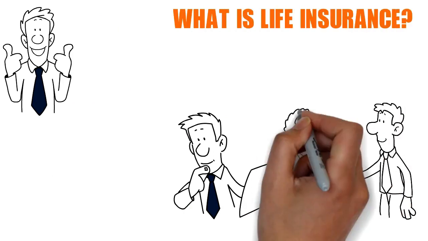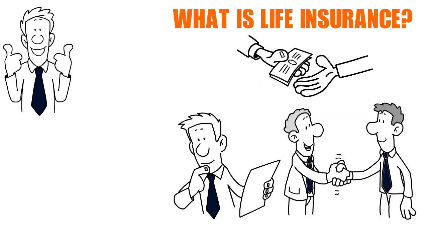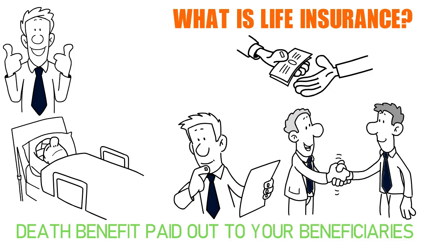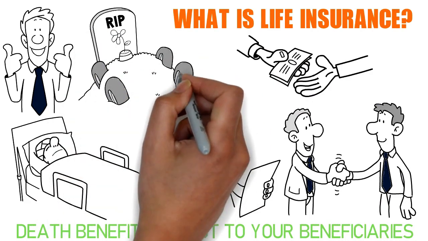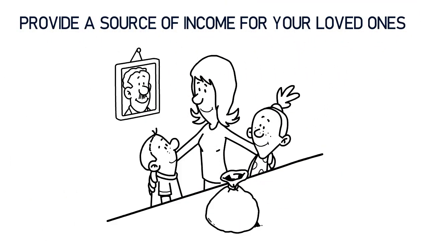Life insurance is a contract between you and an insurance company, where you pay a premium in exchange for financial coverage in the event of your death. The death benefit paid out to your beneficiaries can help cover expenses such as funeral costs and outstanding debts, or provide a source of income for your loved ones.